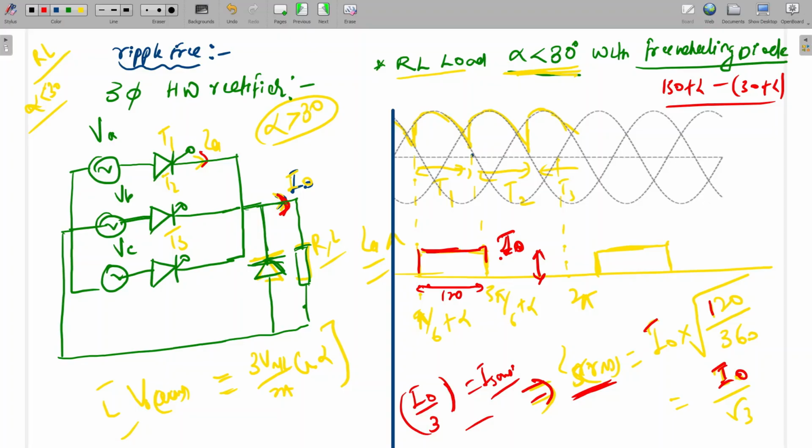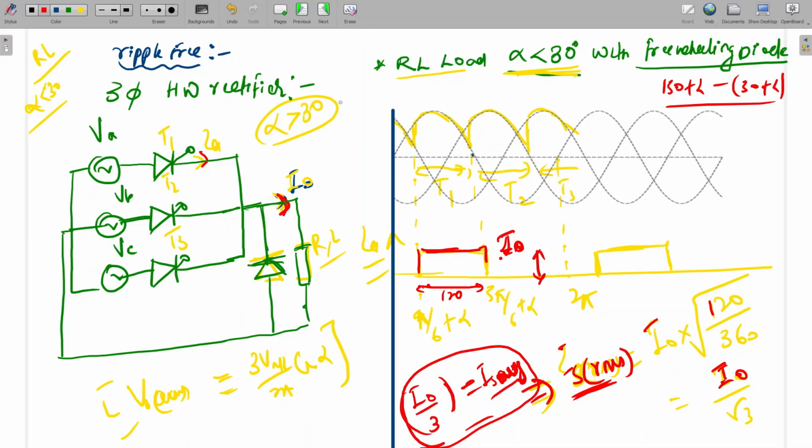Here in the bottom you wrote I naught by 3 equal to IS RMS. IS average. Okay, sir. This is average I have written. Average means a square root will not be there, and RMS means a square root will be there. Is it clear? Okay, sir.